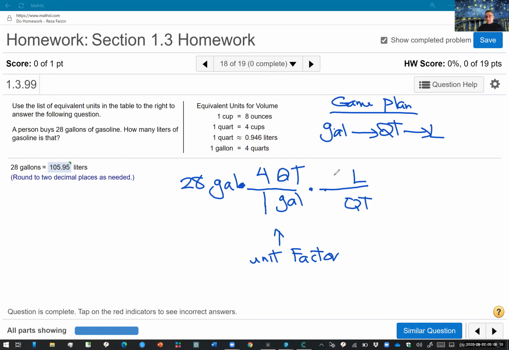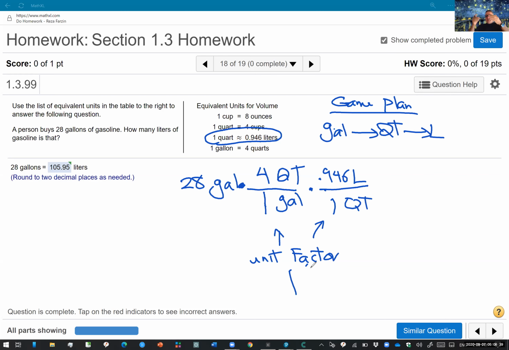So what are the numbers that are gonna go next to them? That's where this information is gonna come from, their relationship. You see what I mean? 1 quart is what? 0.946 liters. What does that mean? That means this quantity and this quantity are exactly the same. So you can cancel them out and get what? Get 1. Therefore, this is also a what? A unit factor. You see what I mean?